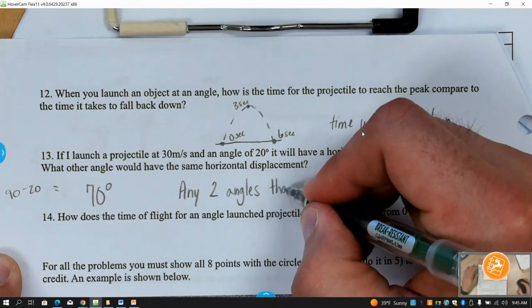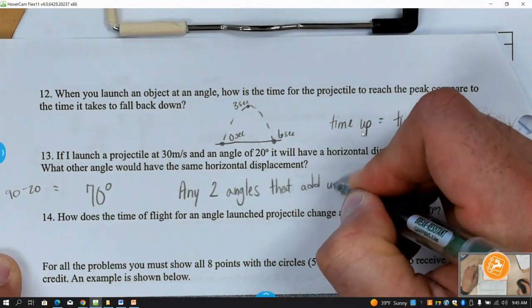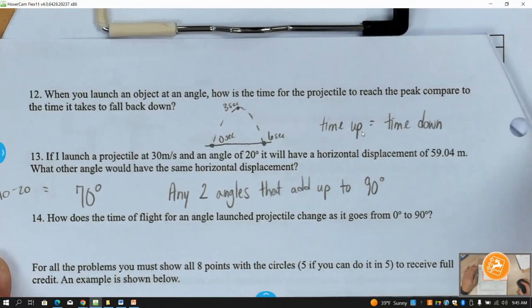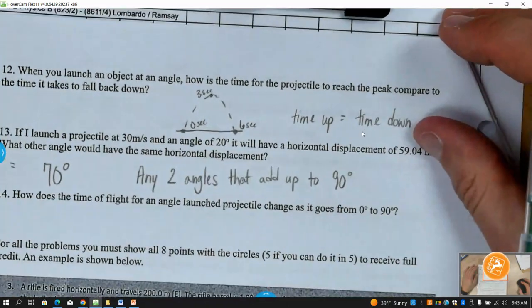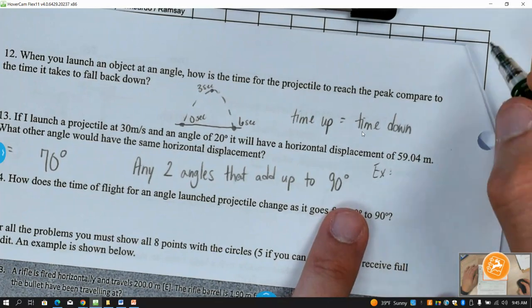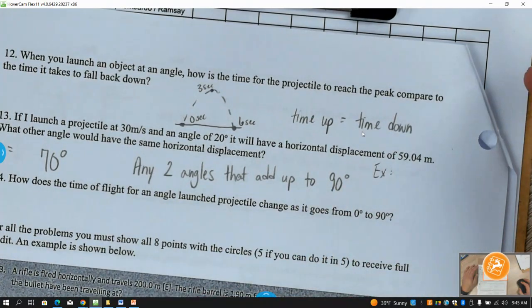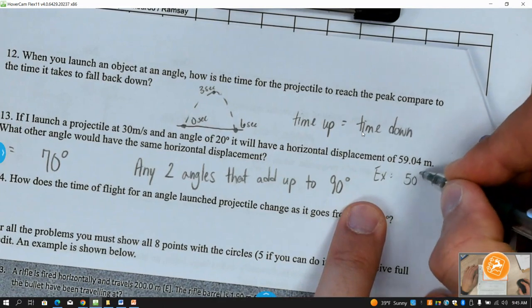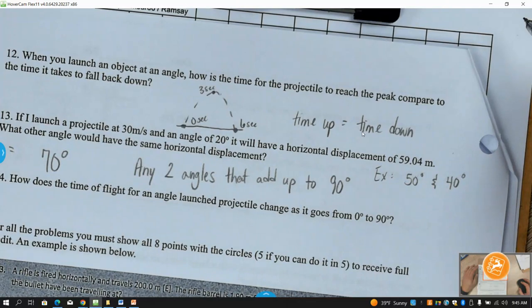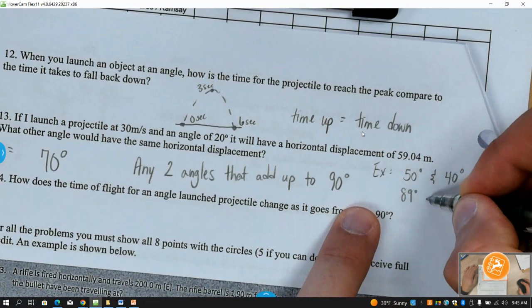Any two angles that add up to 90 degrees. Okay, and then just give one other example. Trent, give me two numbers to add up to 90. Correct. What? 89.1. Yeah, that would technically work.